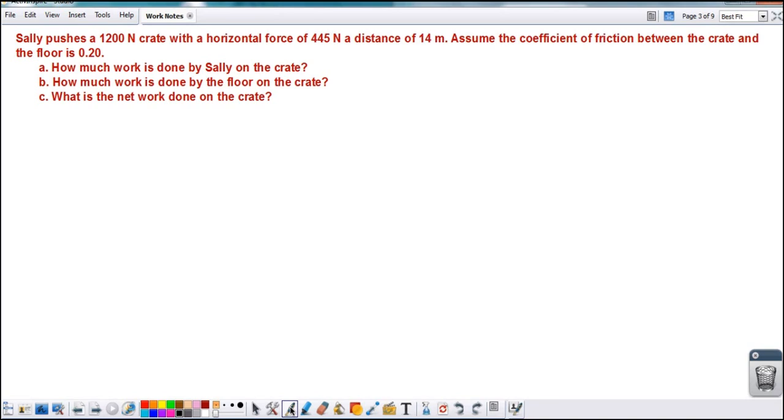A. How much work is done by Sally on the crate? B. How much work is done by the floor on the crate? C. What is the net work done on the crate?